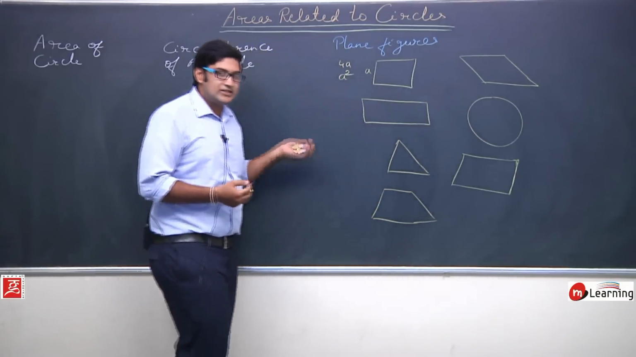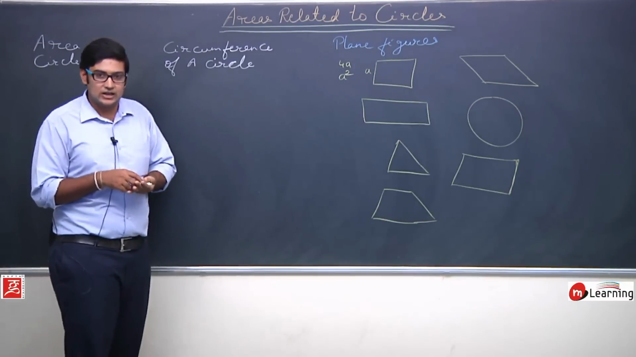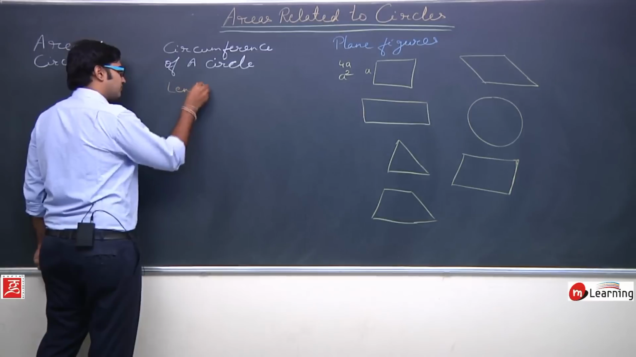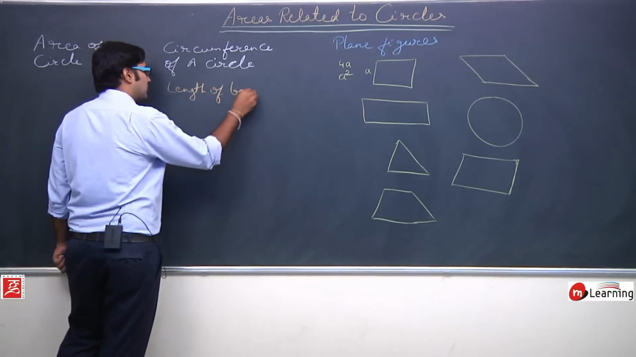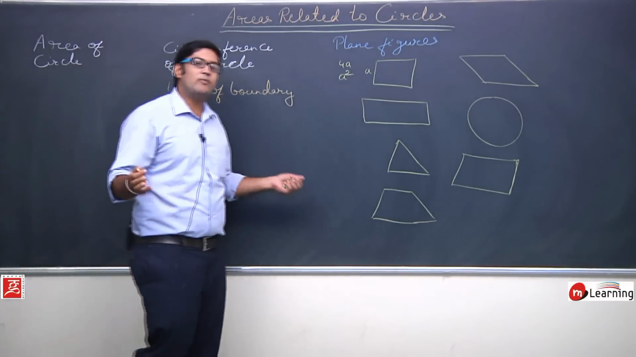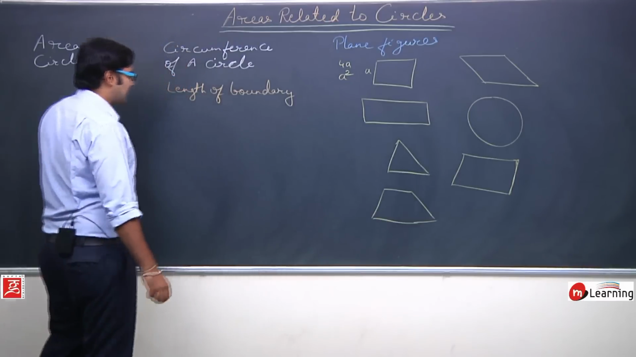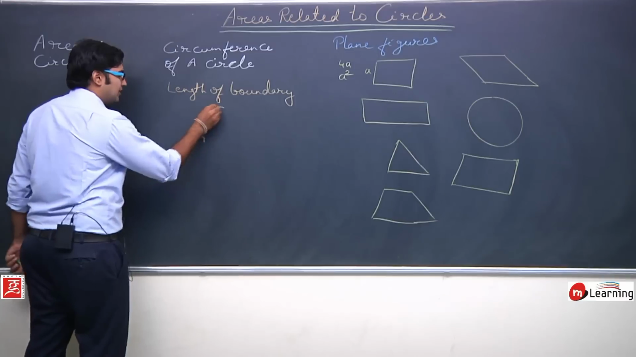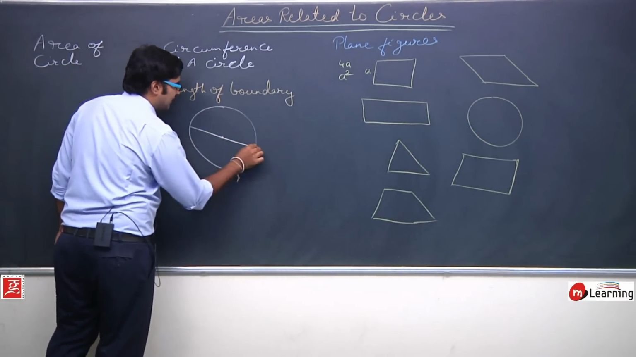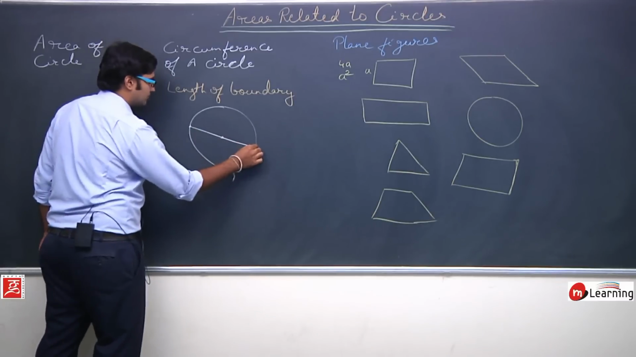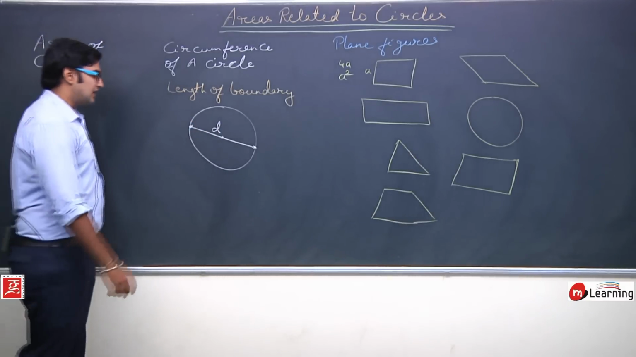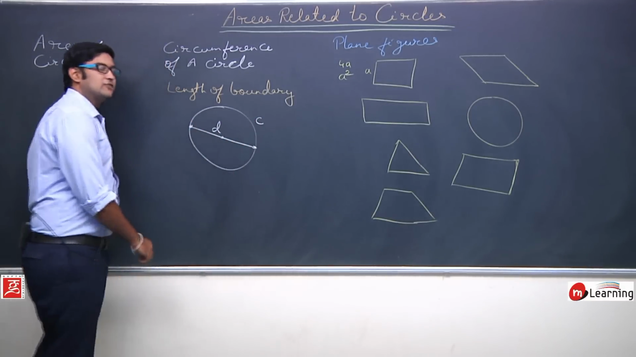So first let us talk about the circumference of a circle. What is the circumference of a circle? Circumference means the length of the boundary. Circumference simply means the length of the boundary of the circle. What exactly is the boundary of a circle? Let us say this is a circle and this is the center of the circle, and let us say this is the diameter of the circle. Let us say D is the diameter and let us say C is the circumference of the circle.